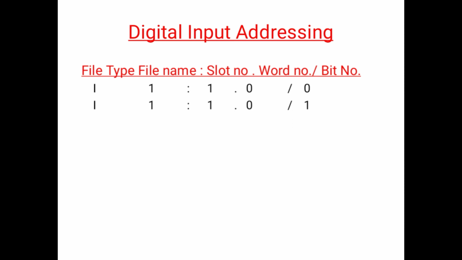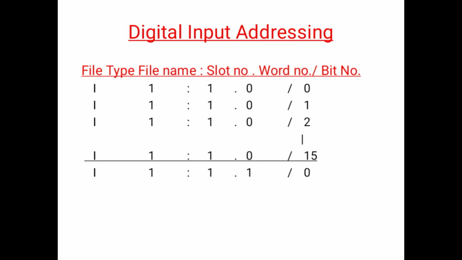For the second it will repeat the same, but we will change the bit number. File type is I, file name is 1, colon, slot number is 1 now, as we have supposed that the input card is in the first slot, so the word number is 0. The word number will remain the same, and the bit number will change to 1. And again I1 colon 1.0/2, this is the third input addressing, and it will repeat up to 15, and the last is the 16th input addressing. File type is I, file name is 1 colon slot number is 1 dot word number is 0 and bit number is 15. So these are the 16 input addresses for the modular PLC.